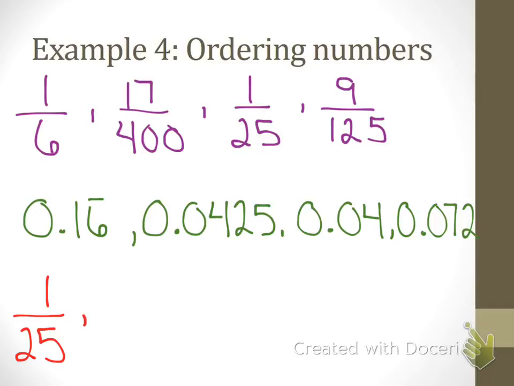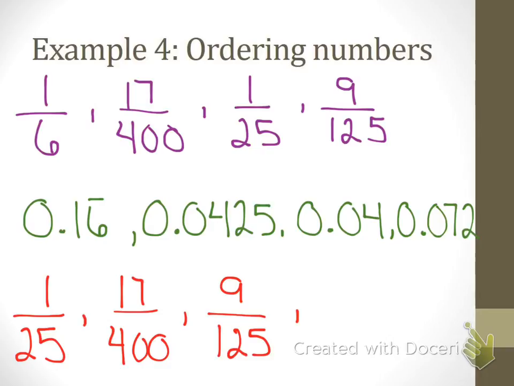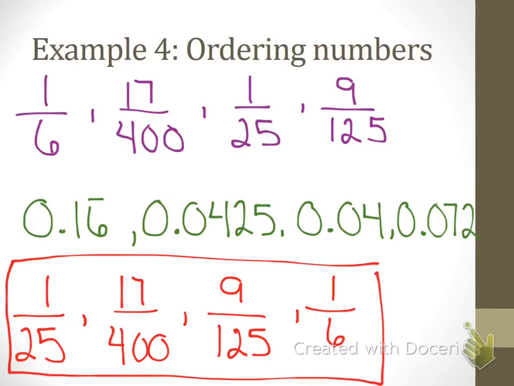I want you to put the rest of the numbers in order from least to greatest. In the original format though, what's it going to be? Hold on. All right, so then I have 17 over 400. Then I have 9 over 125. Then last but not least, 1/6. And I box in those fractions as my answer.